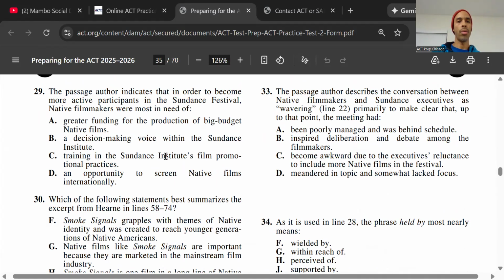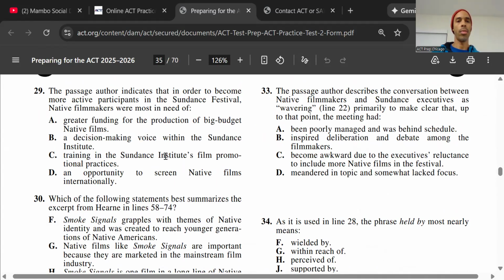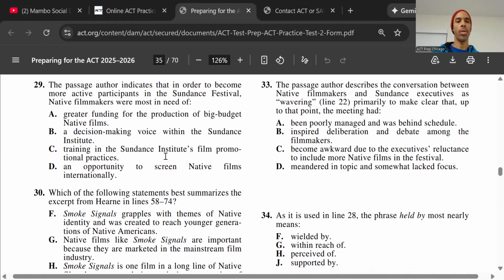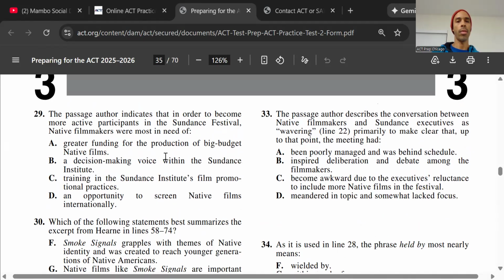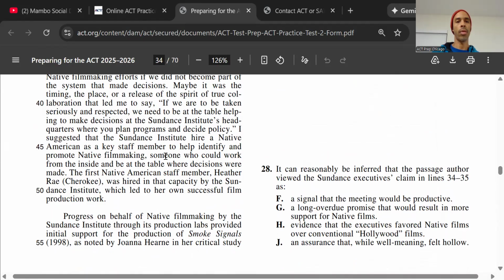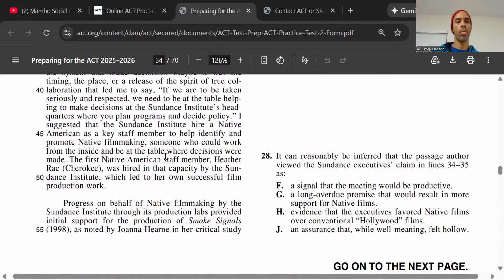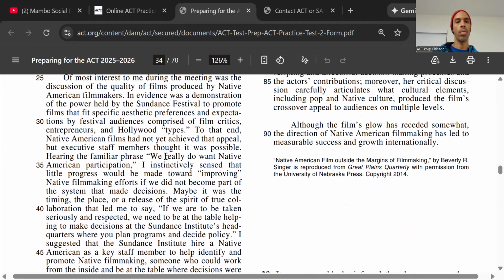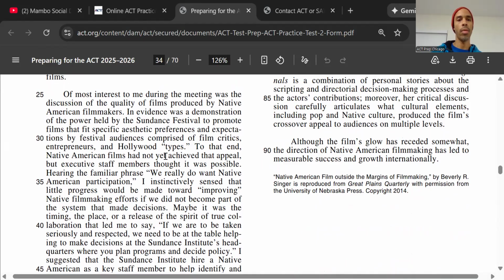All right. Yeah. Number 30. The passage also indicates that in order to become more active participants in the Sundance Festival, active participants, I suggested finding a key staff member to help identify and promote Native American filmmaking, someone who could work from the inside. Is that right?